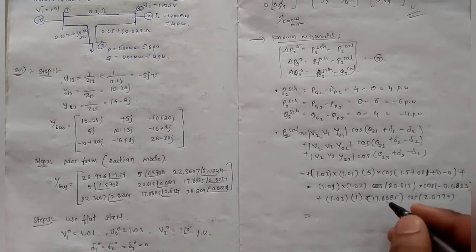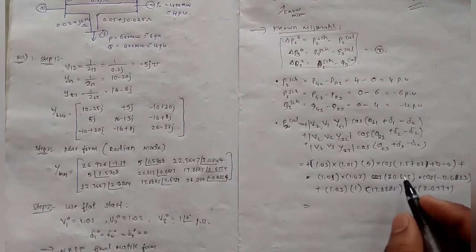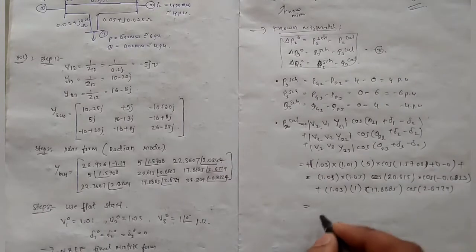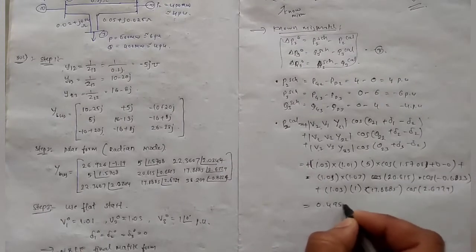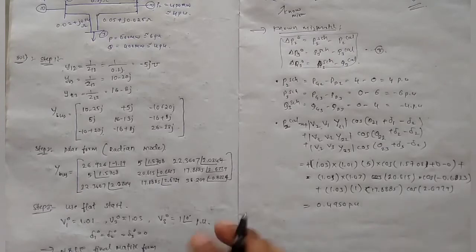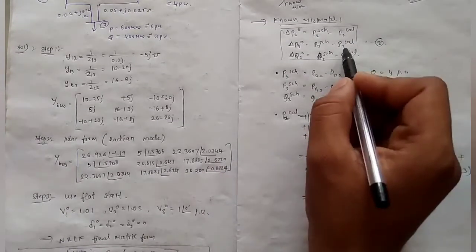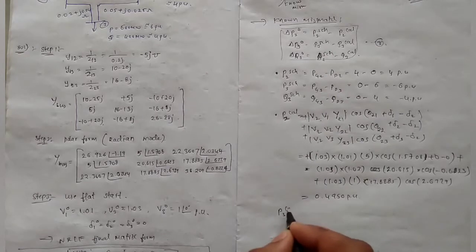In this way we have to put all those values. After calculating all this, you'll get the answer as 0.4950 pu, okay.